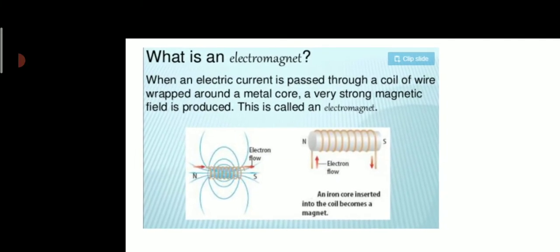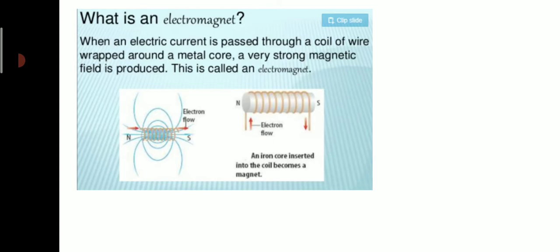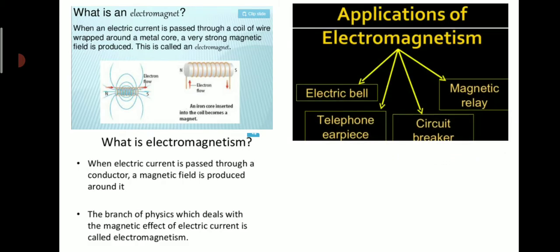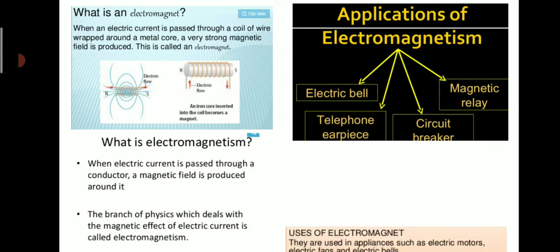So here, electromagnet: when an electric current is passed through a coil of wire wrapped around a metal core, a very strong magnetic field is produced, and this is called an electromagnet. So what is electromagnetism? When electric current is passed through a conductor, a magnetic field is produced around it. The branch of physics which deals with the magnetic effect of electric current is called electromagnetism. So we have applications of electromagnetism in electric bell, magnetic relay, circuit breaker, and telephone earphones.